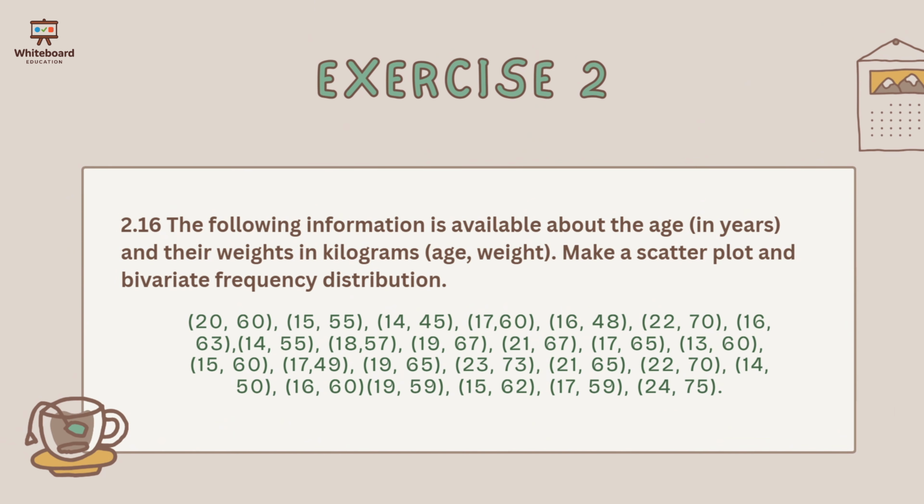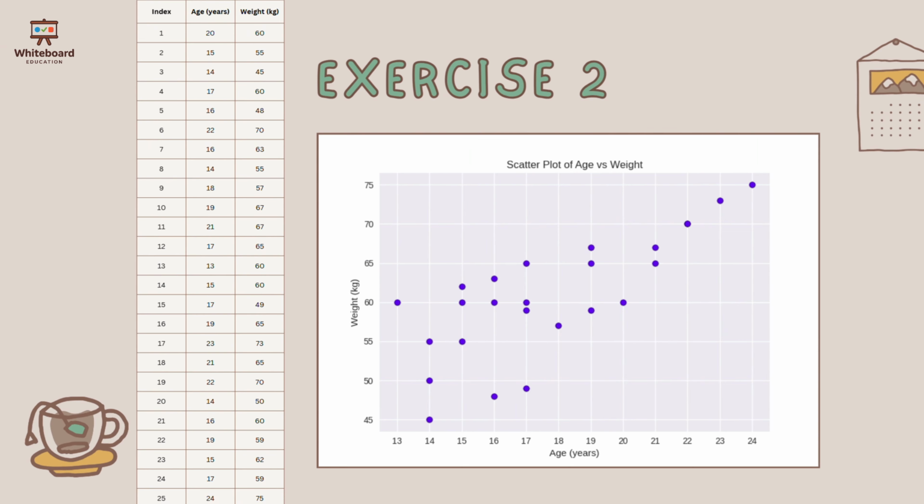Next is 2.16. The following information is available about the age, in years, and the weights in kilograms. Make a scatter plot and bivariate frequency distribution. First let's make the scatter plot. For that we put the age on the x-axis as an independent variable and weight on the y-axis as the dependent variable. All the data set is shown here in the form of a table for easy understanding of the data.